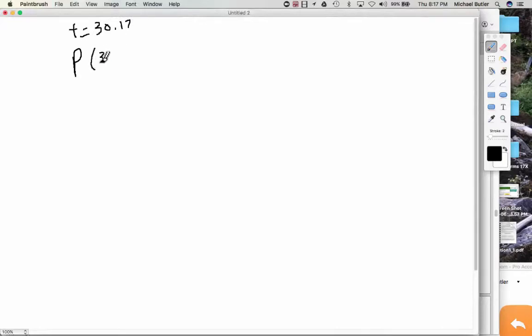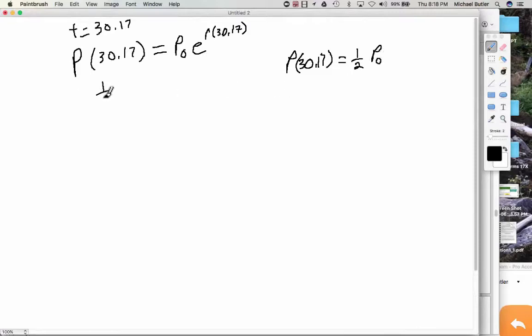And so P of 30.17, plugging that into my model, is equal to P sub 0 e to the r times 30.17, because that is what t is equal to, right? But we also know from what was just given to us and from our previous discussion that P of 30.17 is equal to half the initial amount, half of P sub 0. So half of P sub 0 is equal to P sub 0 e to the r times 30.17.